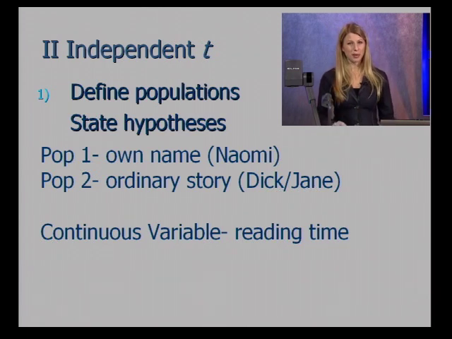You're going to take a sample and look at the means between sample 1 and sample 2 and say, are the means different enough on this continuous variable, the reading time, to conclude that the populations are probably different too? Or is it a small amount of difference and you just attribute it to sampling error and decide, no, stick with the null hypothesis? So you define the populations, then you need to state the hypotheses.